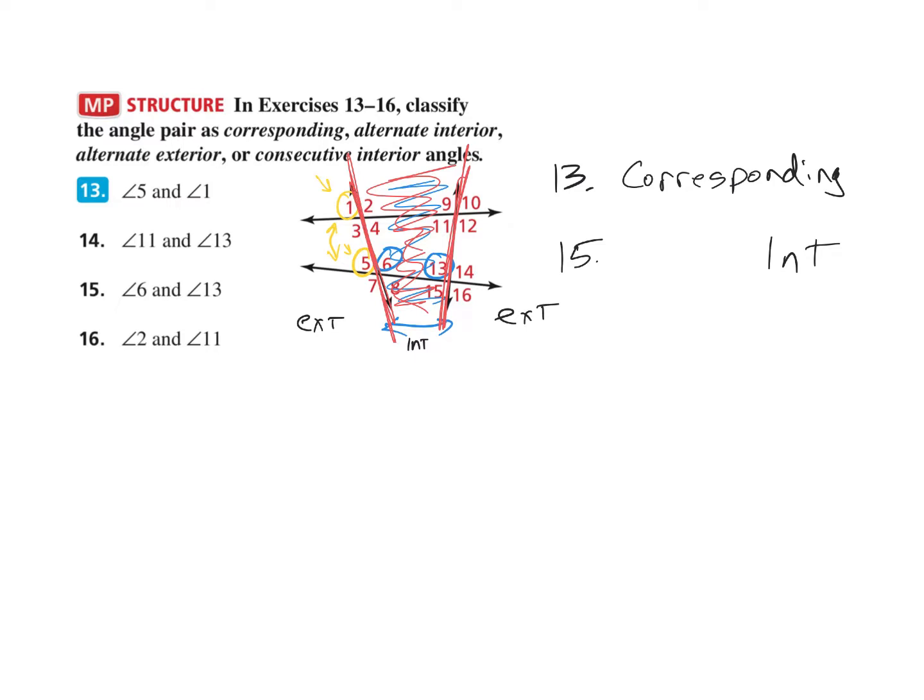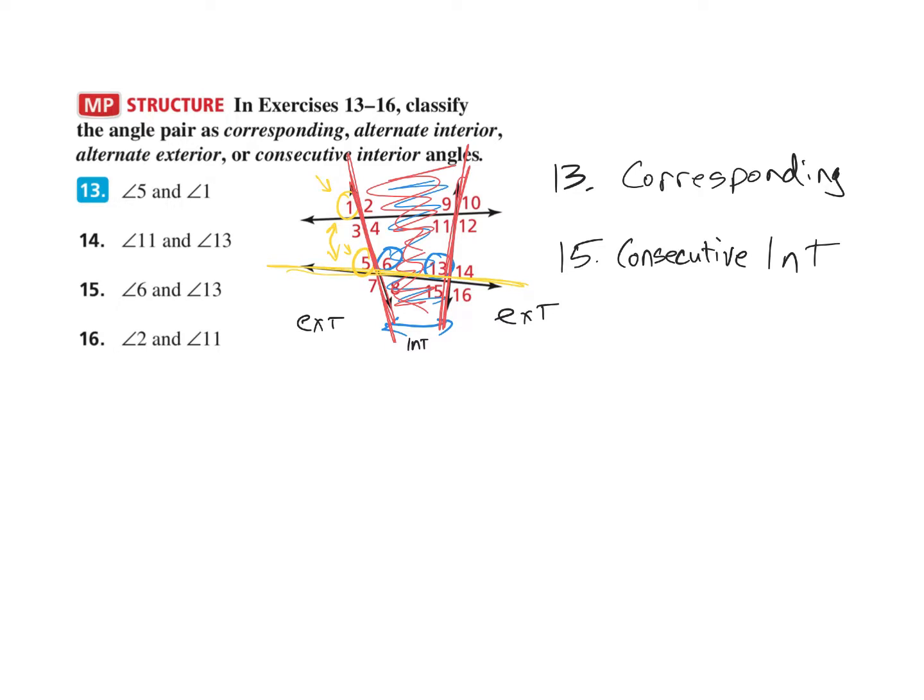And they're on the same side of the transversal. So what we call that is consecutive if they're on the same side. You have to remember what consecutive means: same side of the transversal. So right here is the transversal.